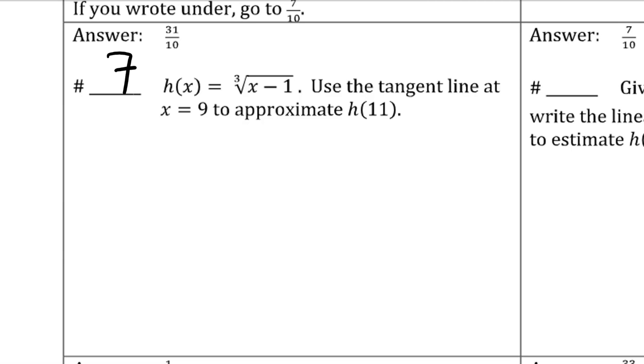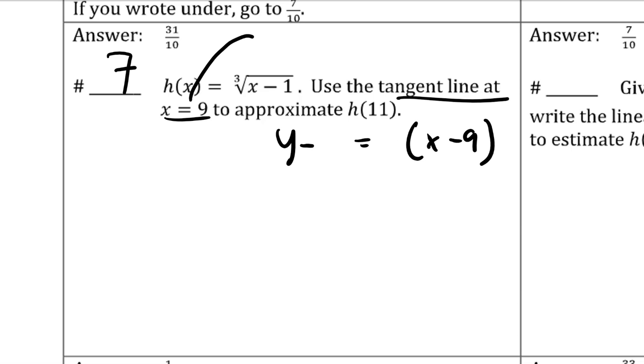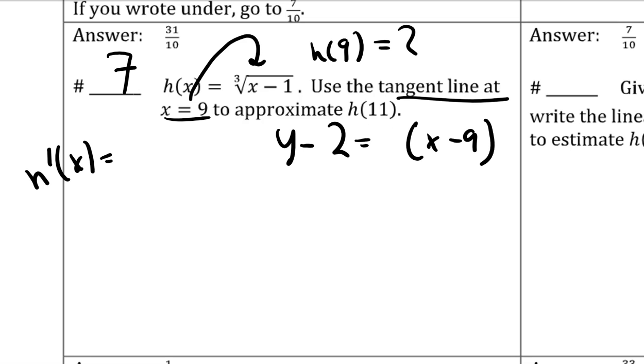Okay, so tangent line at x equals 9. So plug in 9 for x. Plug 9 into the function to get the y value at 9. That would be the cube root of 8, which is 2. To get the slope, we need to know the derivative at that value.